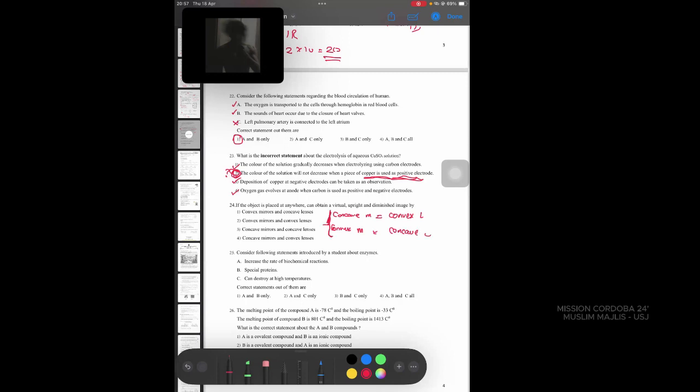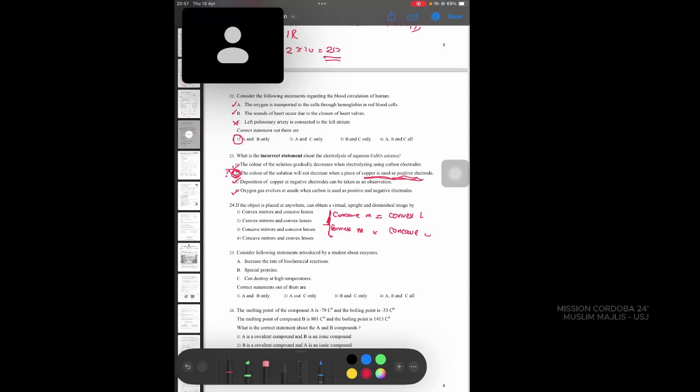Okay, now tell me, if you need to obtain a diminished image, what is the lens you have to use? Always, if you need a diminished image, what is the lens you need to use? Concave. Okay, Prashant. So, a concave lens is equal to what? Convex mirror. So the answer will be convex mirror and concave lens. That is answer number 1. So, this is the basic theory. Concave mirror is equal to convex lens. Convex mirror is equal to concave lens.